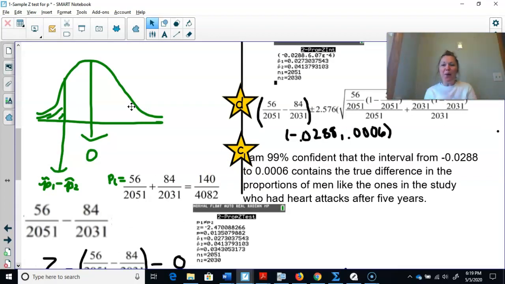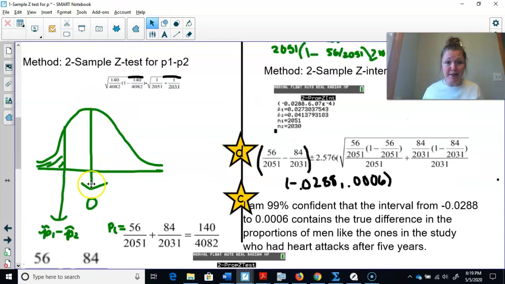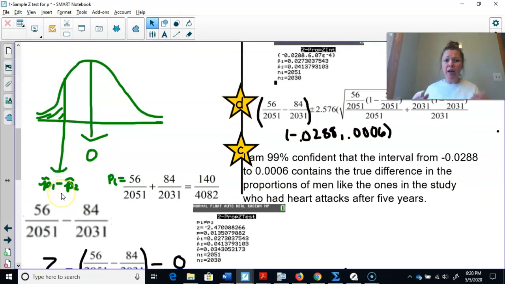Okay, so with this, with our curve, 0 always goes in the middle. That's your null hypothesis always, your assumed truth rate. Now, we're assuming that the mean of the distribution is 0, that the difference between them is 0, okay? Then we have our statistic. Now, one question that gets asked is, how do I know which side do I need to mark my statistic? You need to quickly compute it and see, is it a negative value or a positive value? So we're looking at the difference in the statistics. This 56 is describing the number of people at a heart attack.